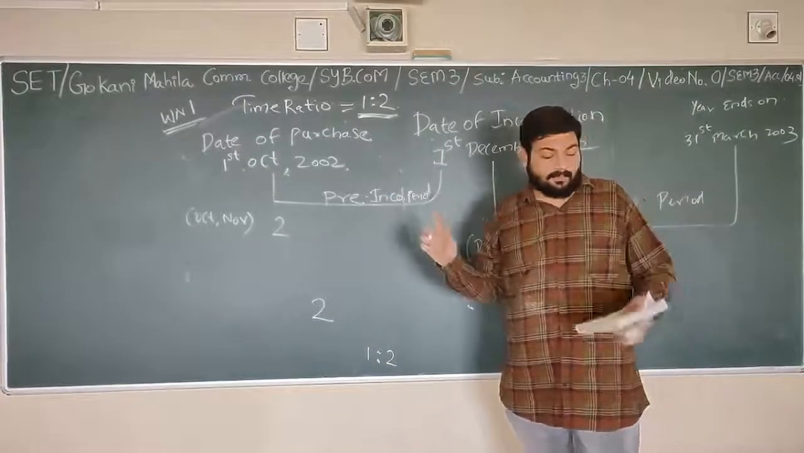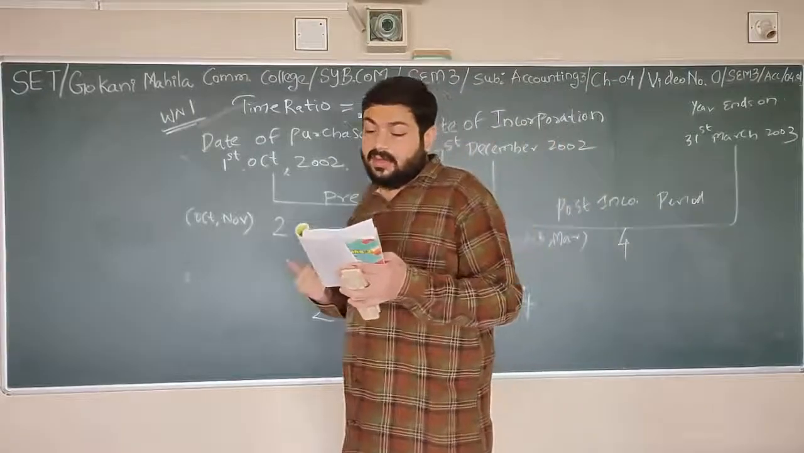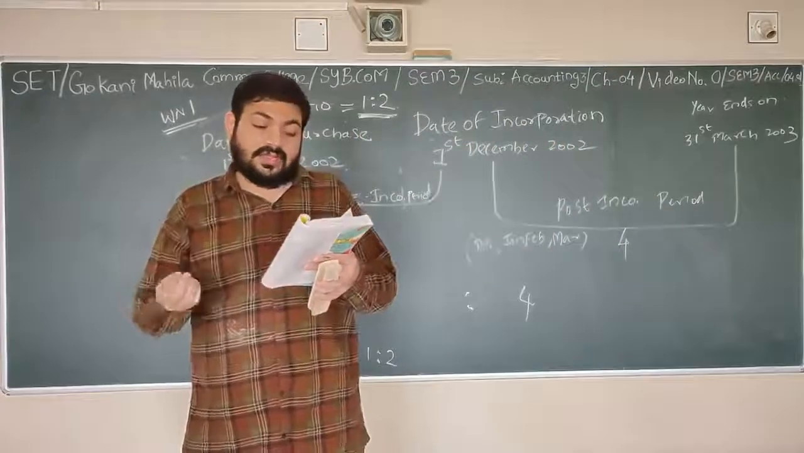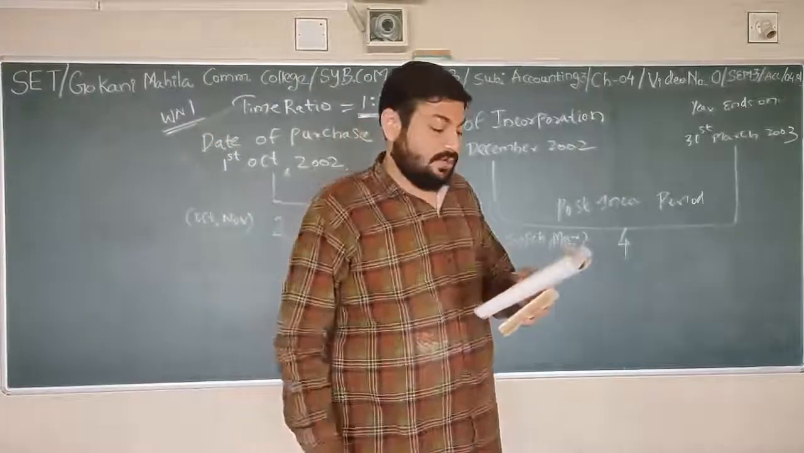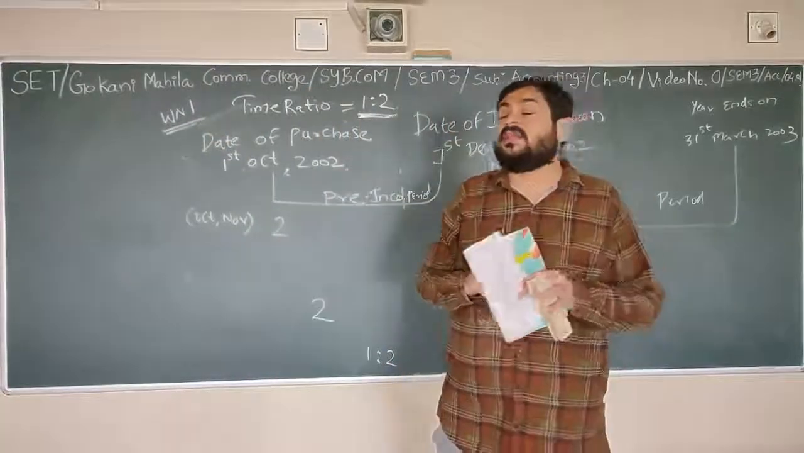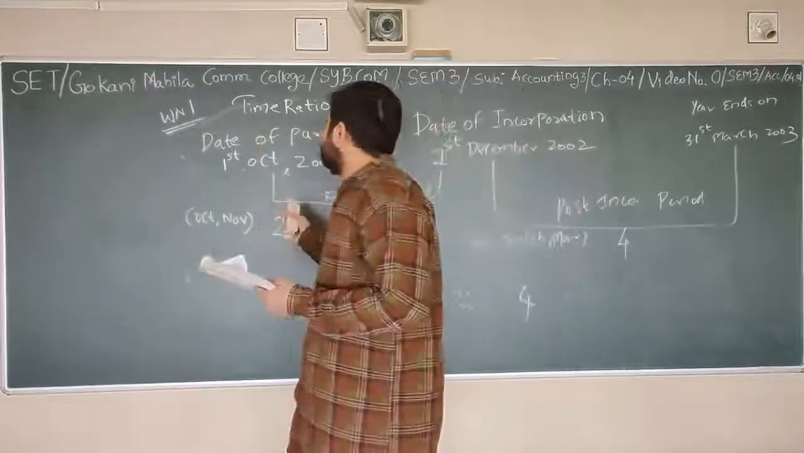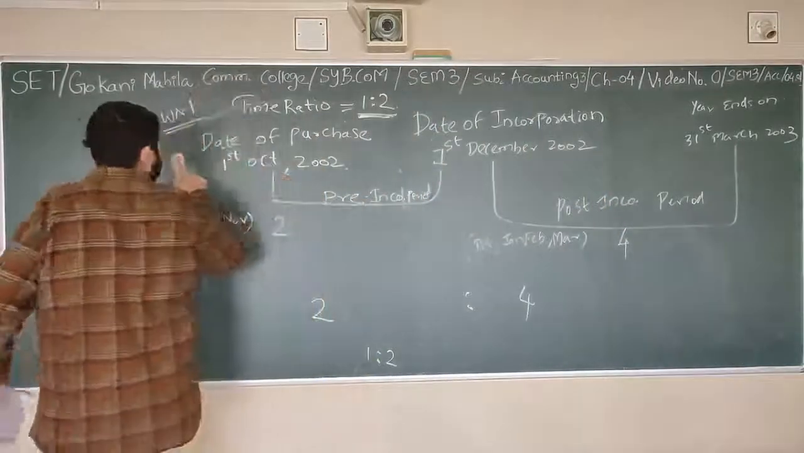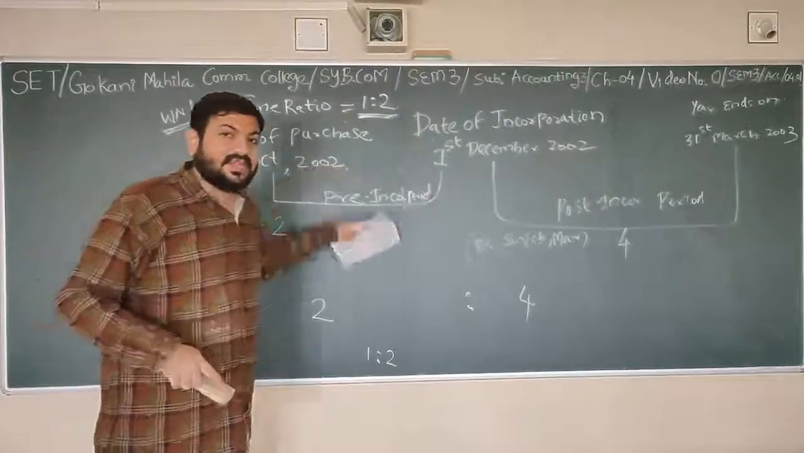Clear everyone? Now, in the 4th adjustment, total sales were rupees 285,000. Now, how will you divide the sales? I am leaving the time ratio and now doing working note number 2. If you have not copied, take the screenshot.